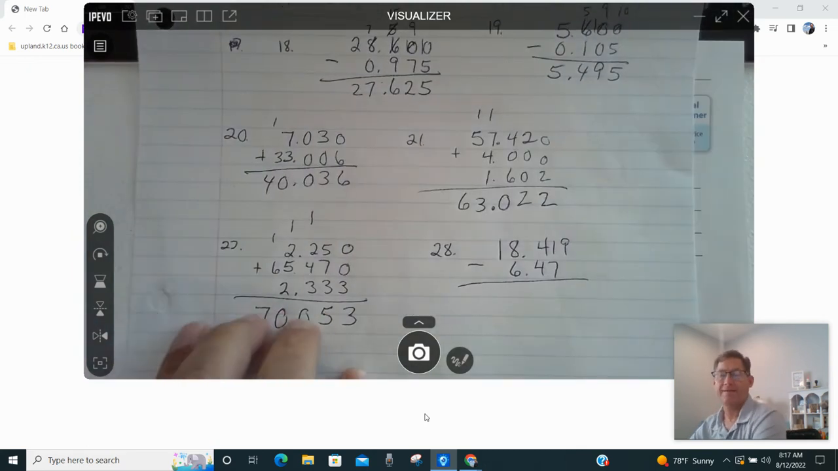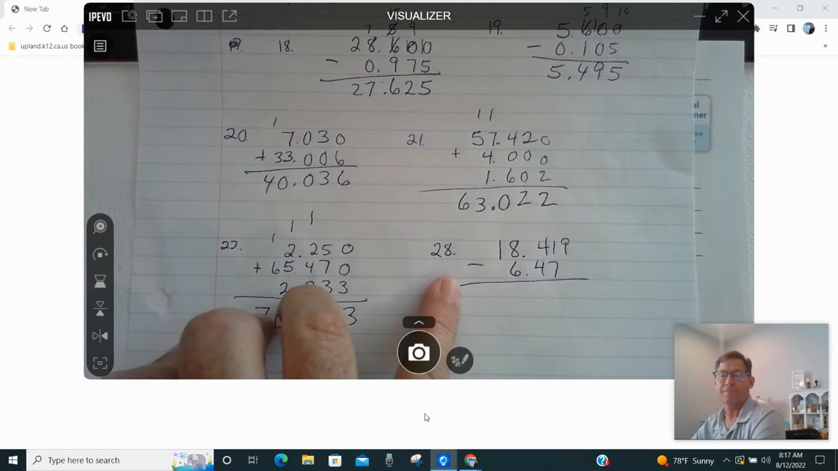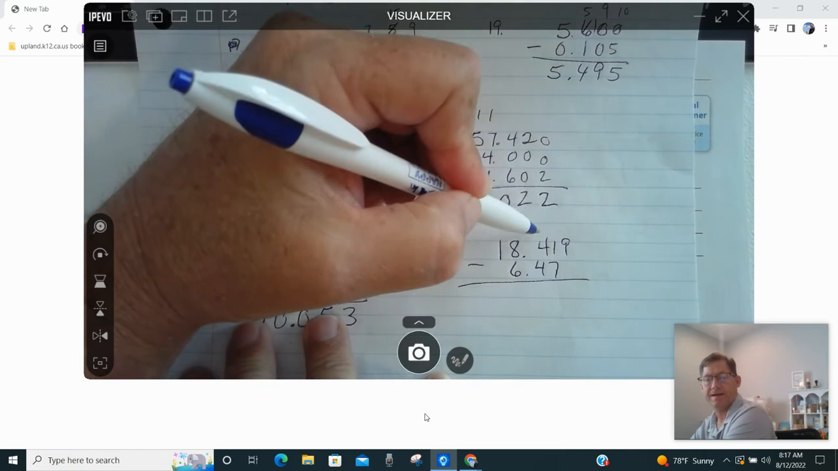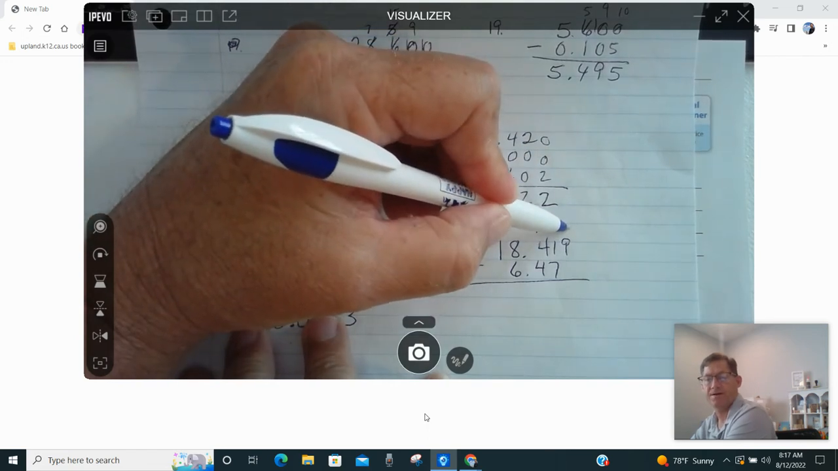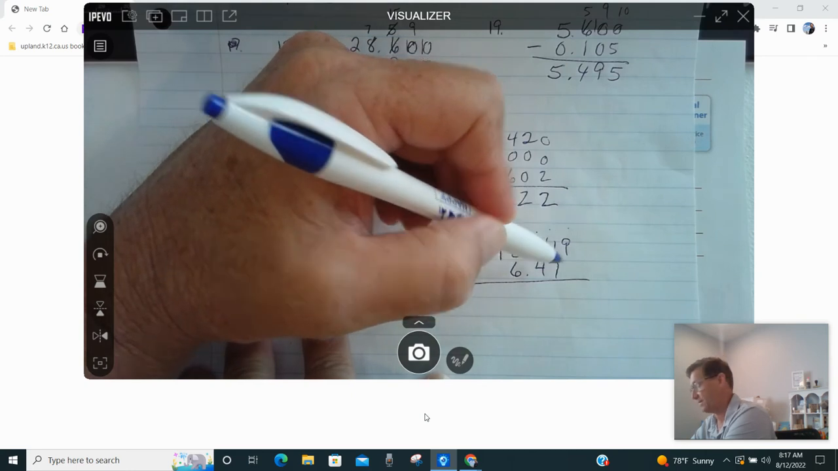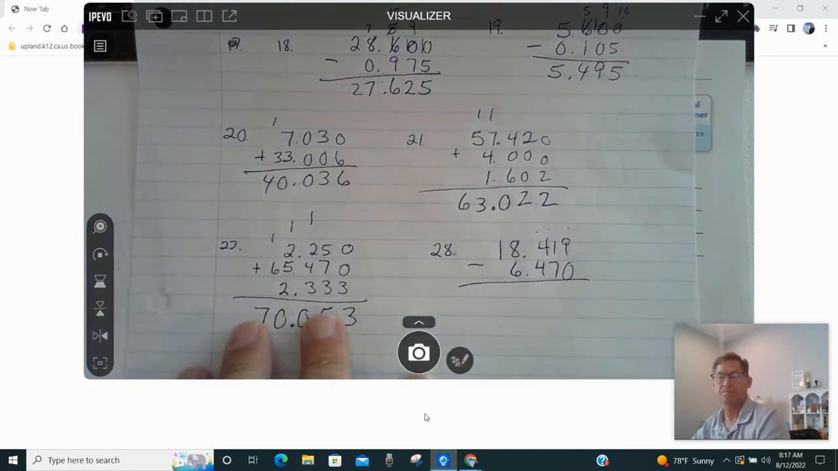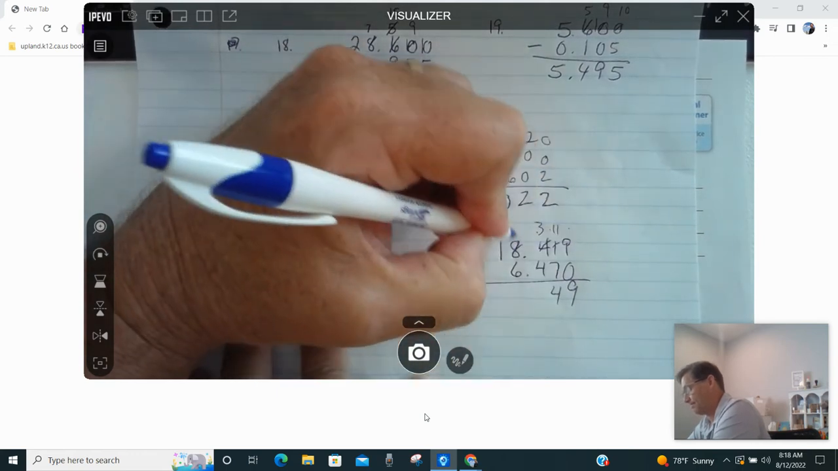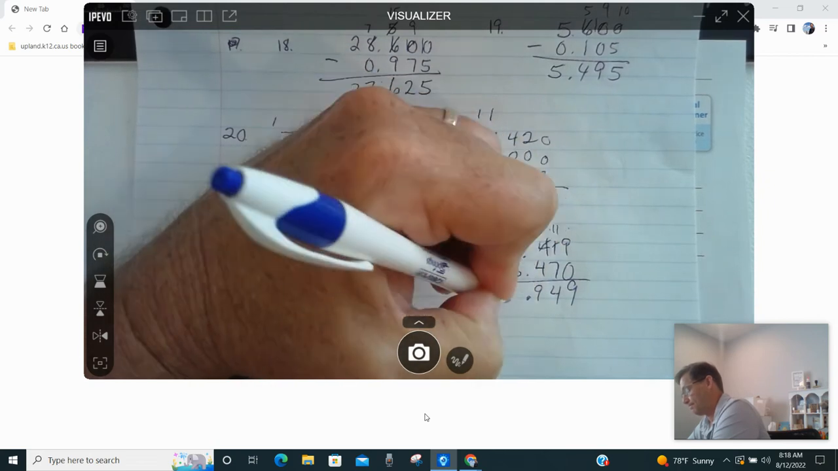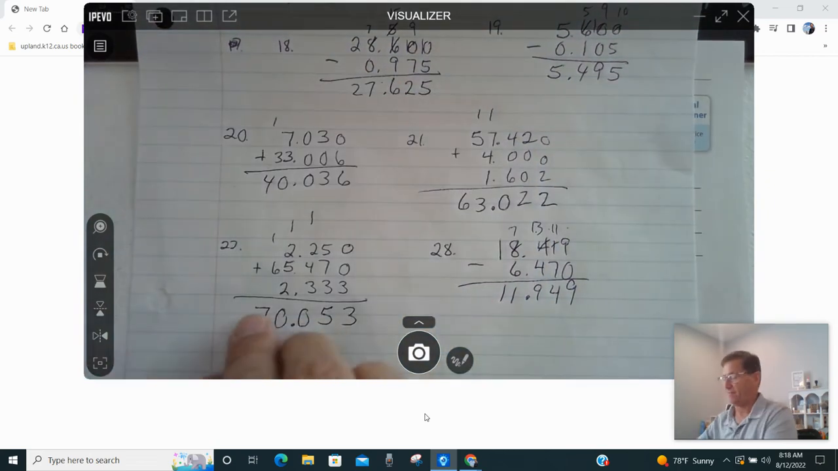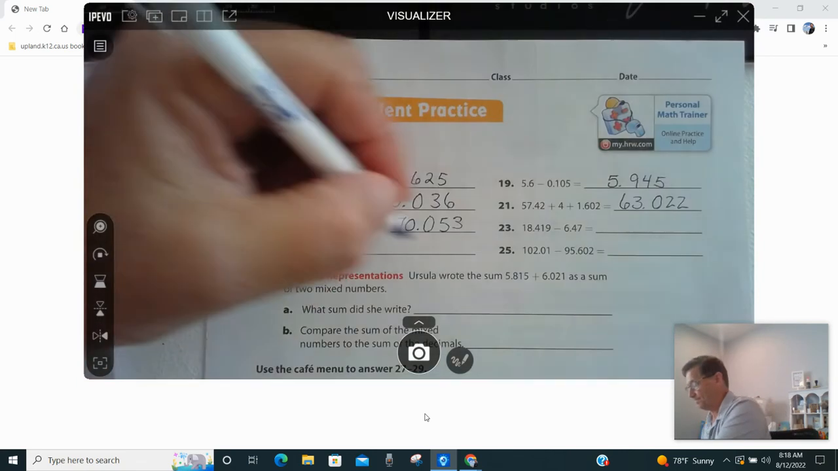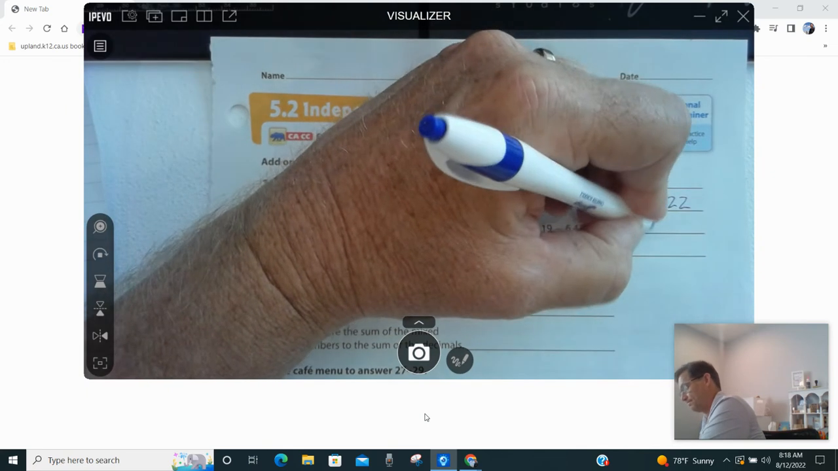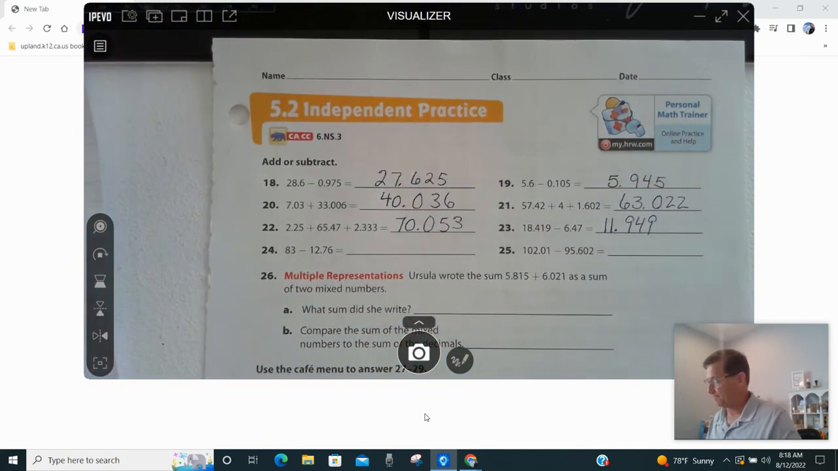Okay, 18 and 419 thousandths minus 6 and 47 hundredths. Decimal points are lined up. This one has 3 place value digits to the right of the decimal point. This one has 2. So we can add a placeholder 0 and subtract. 11 and 949 thousandths. And that was number 23.